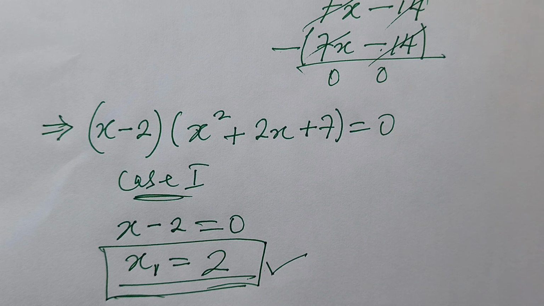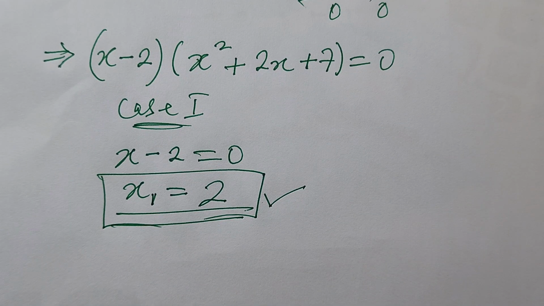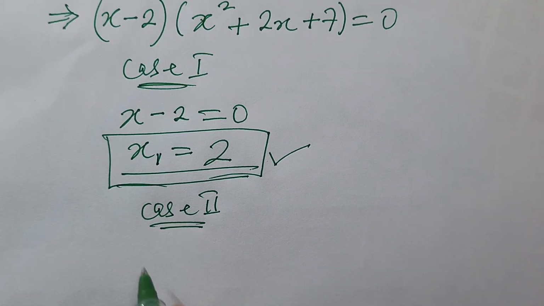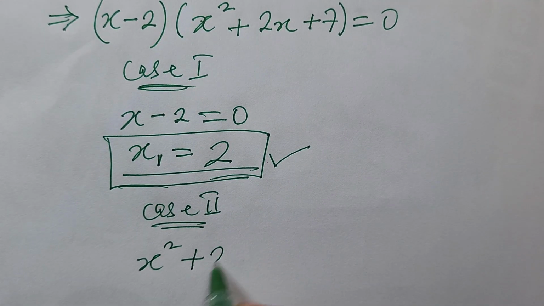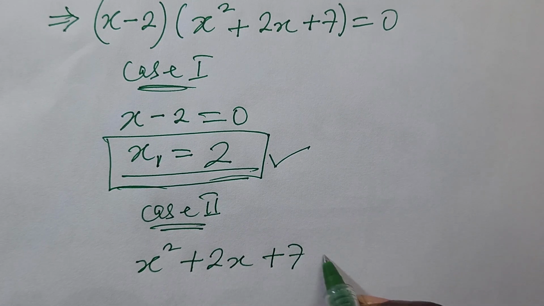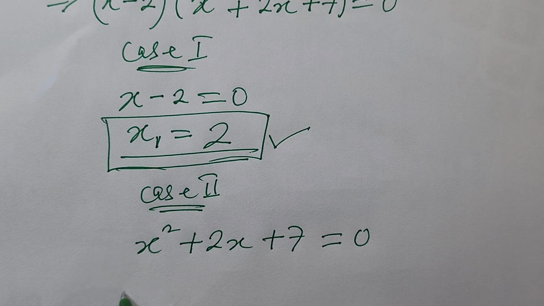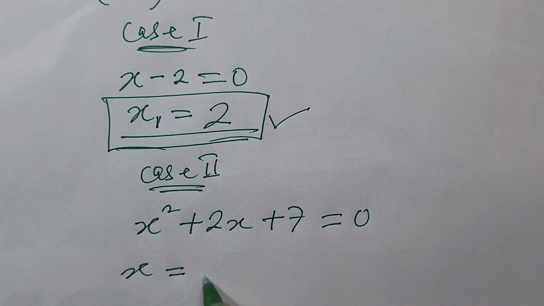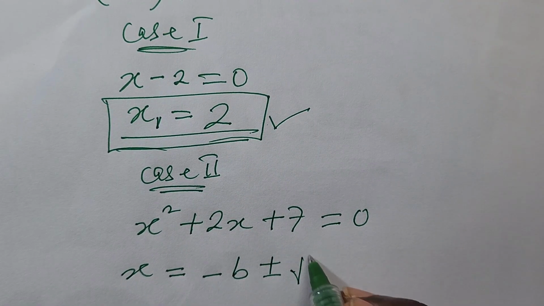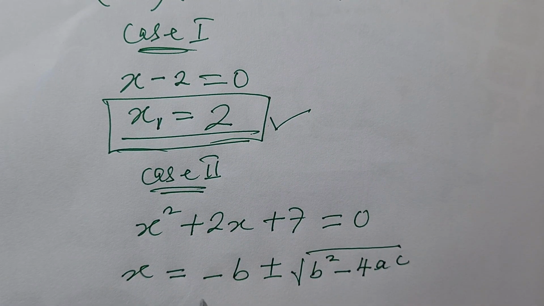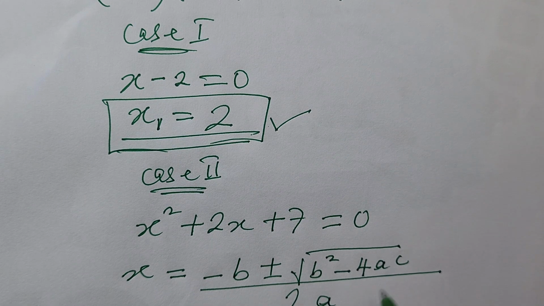Okay, good. Now we want to look for case 2. Case 2, we have x to the power of 2 plus 2x plus 7 equal to 0. This is a quadratic equation. And in solving this quadratic equation, I want to use the formula method. So using the formula method, it says that x will now be equal to minus b plus minus the square root of b squared minus 4ac all over 2a.